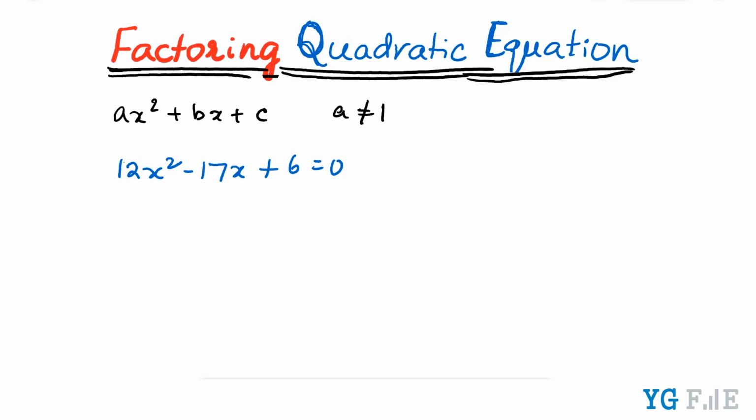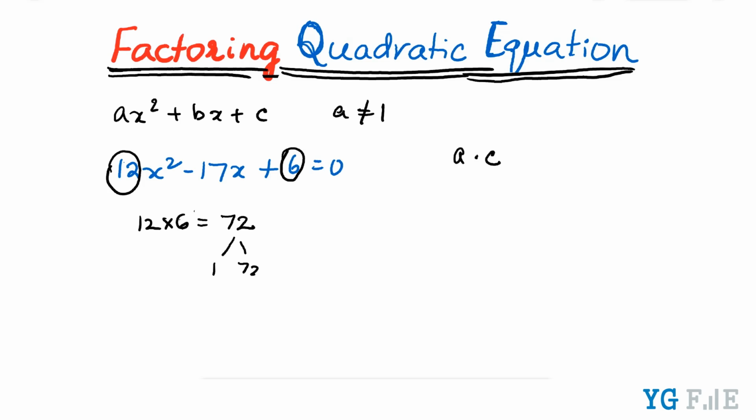The general quadratic equations where a is not equal to 1 tend to be slightly complex, in the sense that you have to do a little bit more work. In this case, we are going to find factors of the product of a and c. Multiplying these two, we get 72, because 12 times 6 is 72. So we find factors of 72, not just c alone. That is the rule. For a general quadratic equation, you find the factors by multiplying a and c. So let us find all factors of 72.